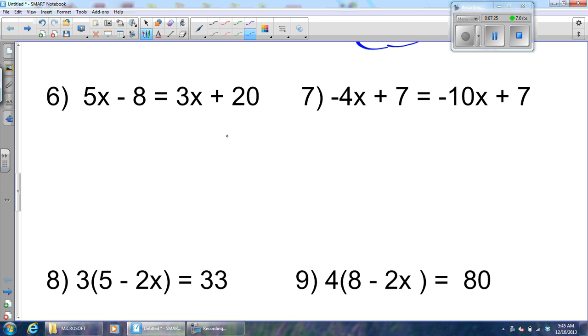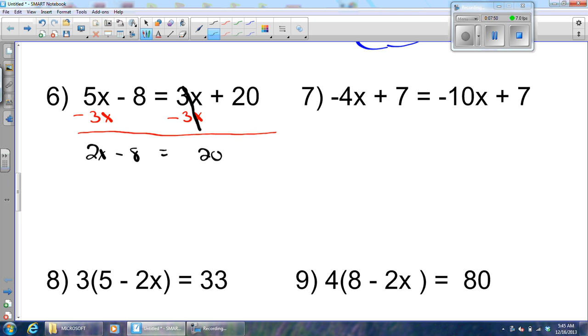Over here, sometimes our equations have variables on both sides. This is not a big deal. You don't like that there's a variable on both sides. So I'm going to take away 3x from both sides. Okay, I'm going to take it away. I'm going to take away the problem, leaving me 2x minus 8 equals 20 because these cancel.